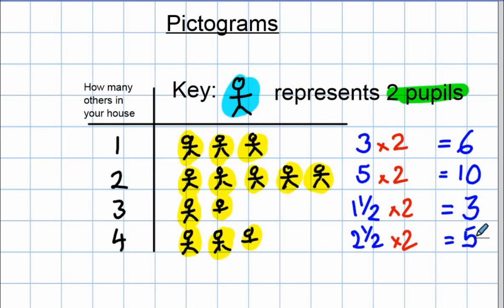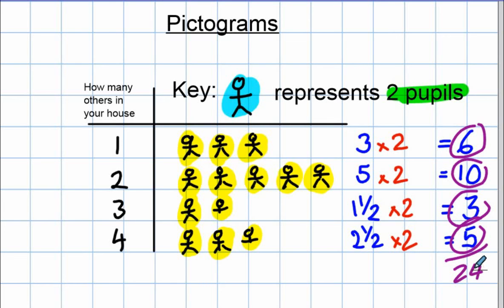Now you might get another follow-up question, such as how many pupils were in the survey? Well, the way you do that is you add up all these numbers here. There were 6 pupils who lived in the house with 1, 10 lived with 2, 3 lived with 3, and 5 lived with 4 other people. Add those up: 6, 10, 16, 19, there were 24 pupils in the survey.